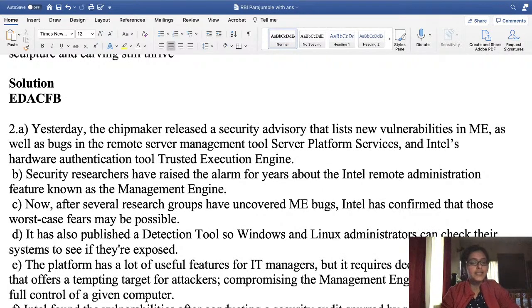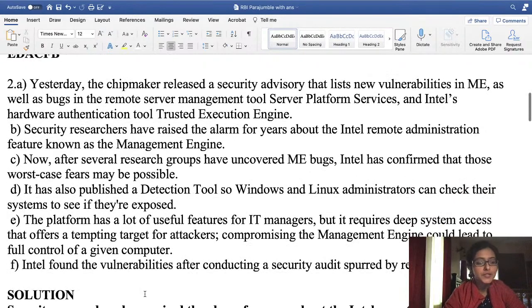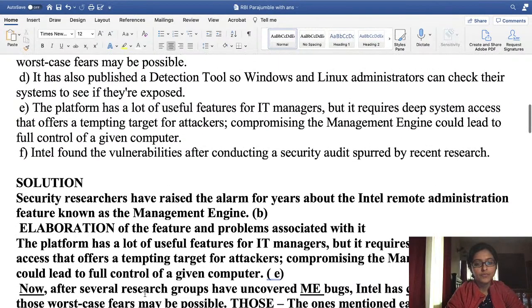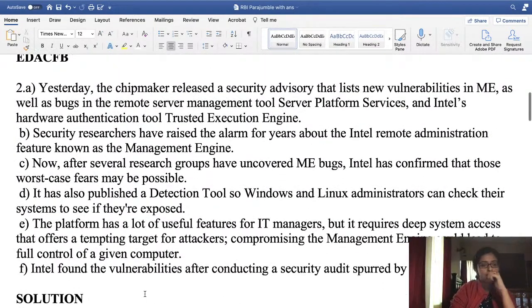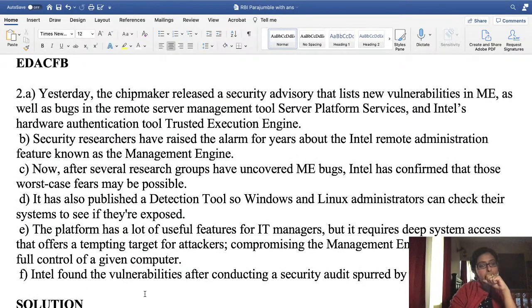Yes. Now, which sentence introduces the main problem about the Management Engine? Which sentence tells you that people are worried when it comes to the use of Management Engine? The main idea of the passage is that people are worried about a software called the Management Engine. Which sentence tells you that? Excellent. B. Very good.